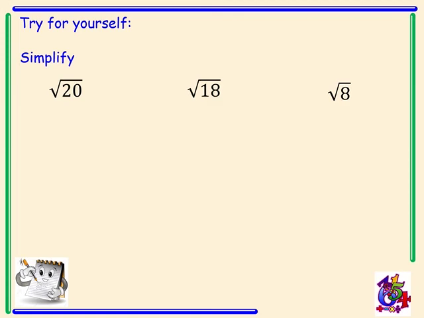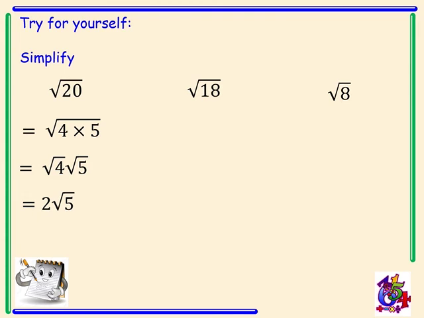Now try these examples on your own. Please pause the video. And the first one, root 20, so the biggest square number that will go into 20 is 4. So change it to root 4 times root 5. And the square root of 4 is 2. So the final answer there is 2 root 5.